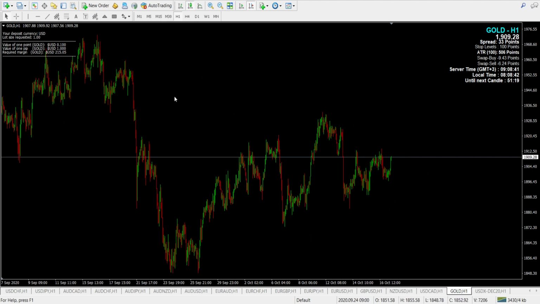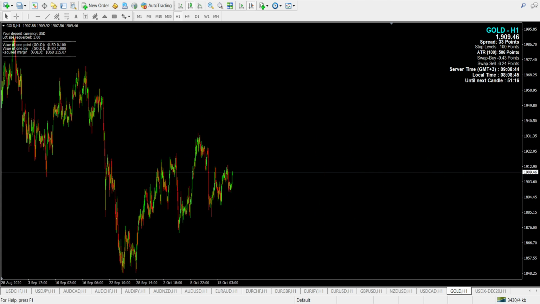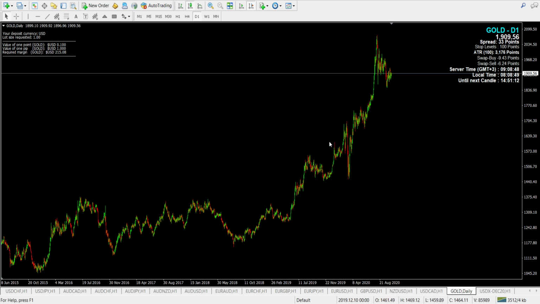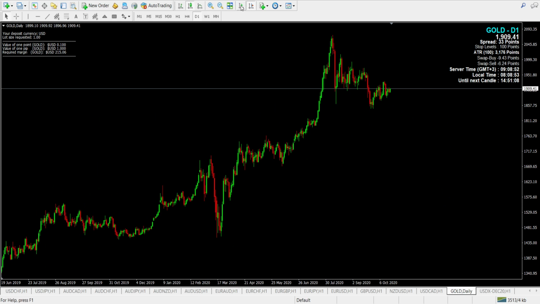Now, to do a top-down analysis, we zoom out. We should go to the daily first. And from here, we'll draw in that trend line, as we can clearly see, 1, 2, and 3. And then ray that. I want to make it a greenish color because it's the resistance trend line. Something like that.